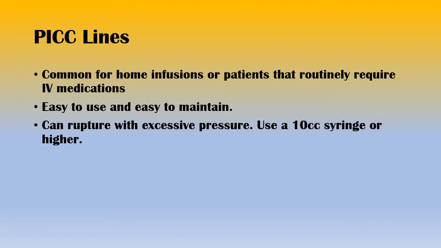We have to use a 10 cc syringe or higher because of the PSI inside the smaller syringes. Using a 5 cc syringe or a 1 cc syringe, there is very high pressure inside of it, even when you're pushing it, and it could cause the catheter to rupture. So make sure you're using your 10 cc syringe or higher when you're messing with PICC lines.